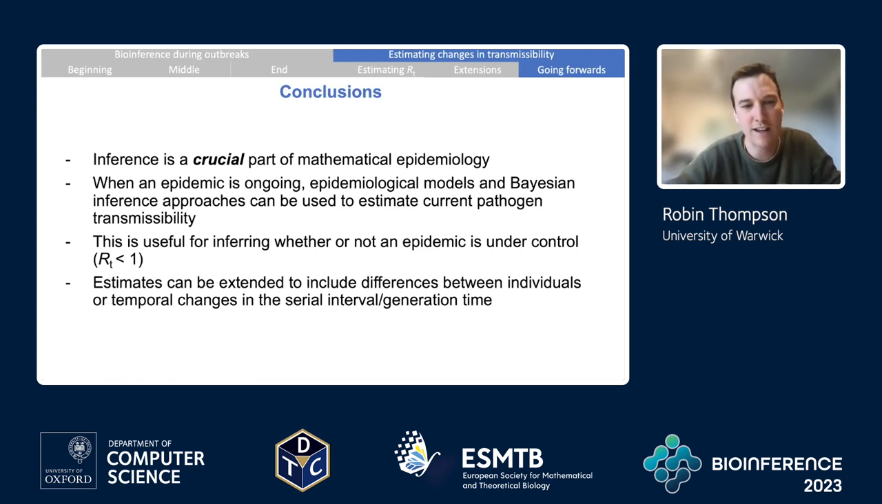And then finally, you can extend estimates of the time varying reproduction number to include differences between individuals and to include things like temporal changes in the serial interval or generation time. So I'll stop there. And thanks again to the organizers for the chance to give this talk. Thanks.